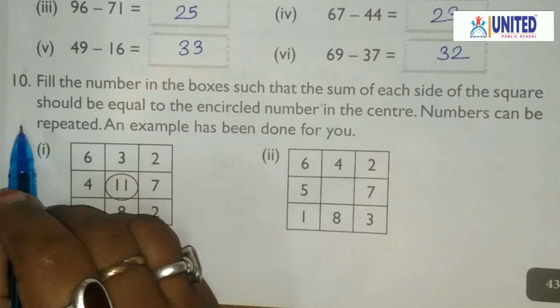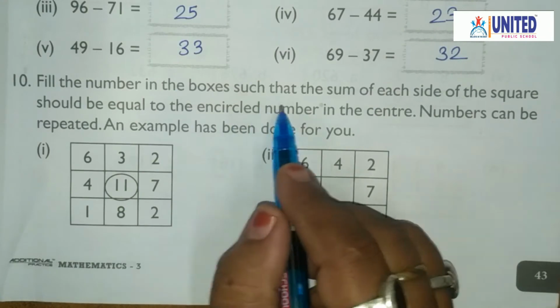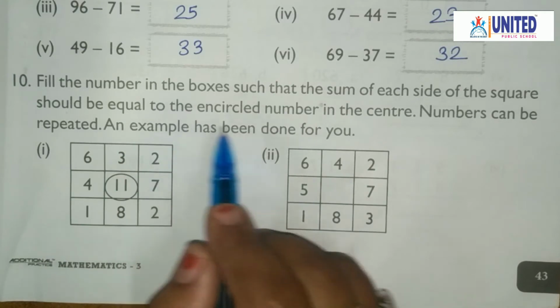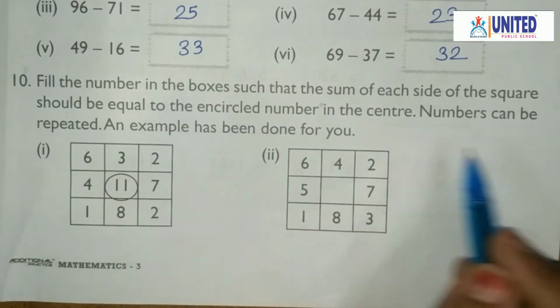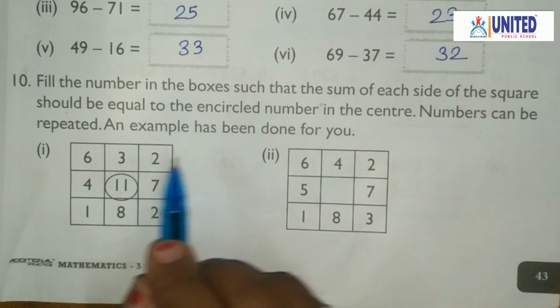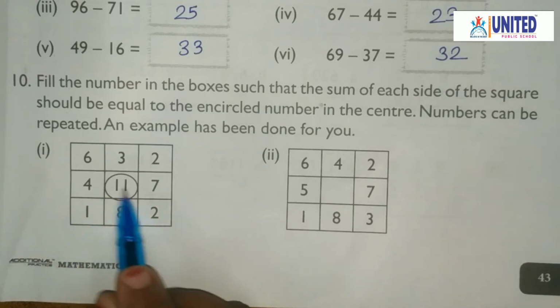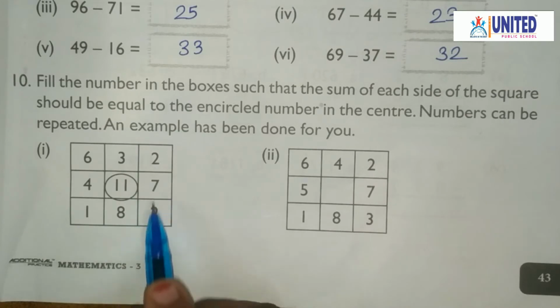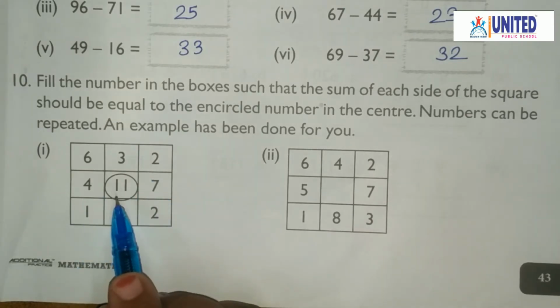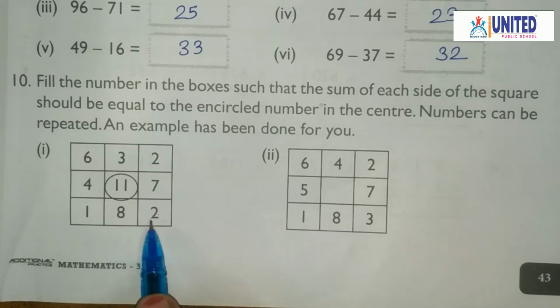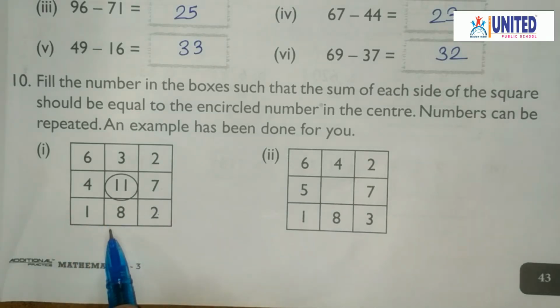Okay. Question number 10. Fill the numbers in the boxes such that the sum of each side of the square should be equal to the encircled number in the center. Numbers can be repeated. An example has been done for you. It is one kind of puzzle. Okay, so let us see number one. 11 is in the center. So if you add the numbers horizontally or vertically, you will get exactly the same answer as the number written in the center. That means 2 plus 7, 9, 9 plus 2, 11 comes. 8 plus 2, 10, 10 plus 1, 11 comes in this way.